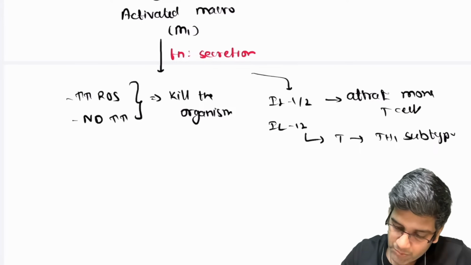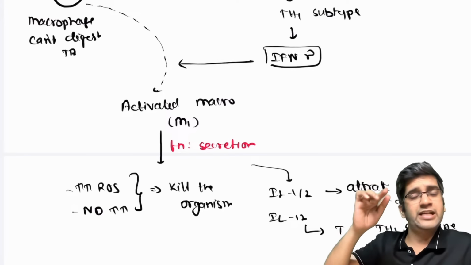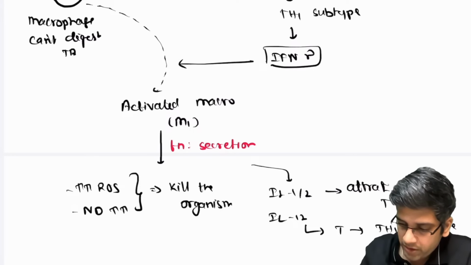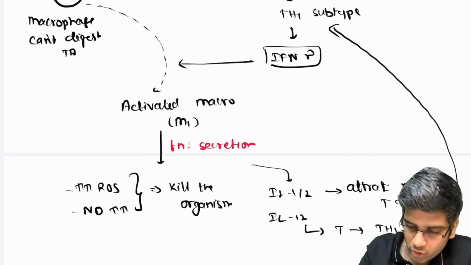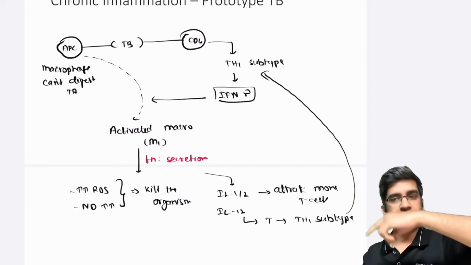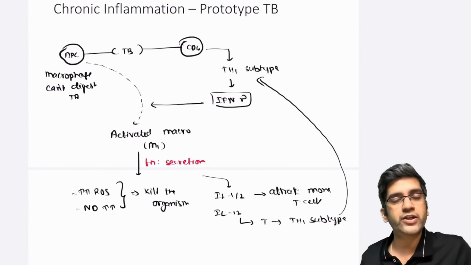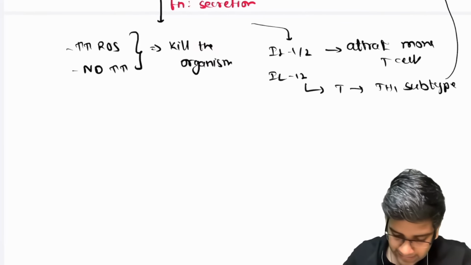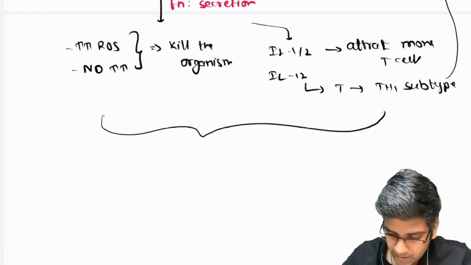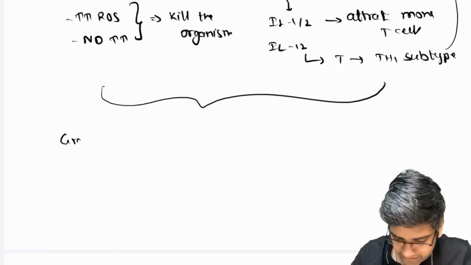So now when the Th1 subtype comes, if you're writing on a proper sheet of paper, you can say that it's going to go back here. So it's kind of like a vicious cycle. It keeps going again and again in the same direction. That's what is going to cause the granuloma, right? So this entire thing, at the end of it, I will have a structure that is granuloma.